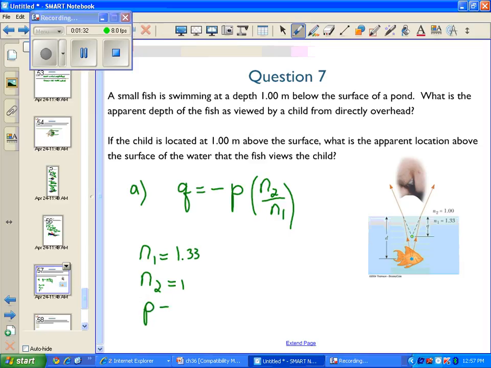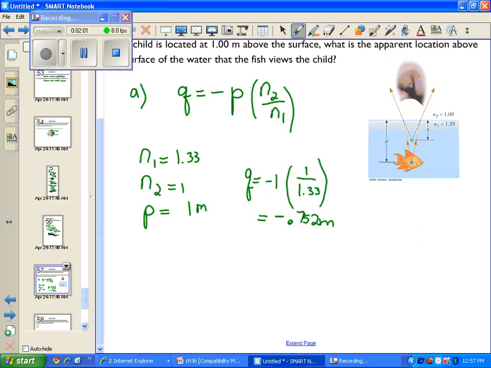P, we're told, is the actual location of the child, 1 meter above the surface. So q, in this case, is equal to -1 times 1 over 1.33. And so to the child, the fish appears to be minus 0.752 meters below the surface. So the fish appears to be closer to the surface than it actually is. And you can see right there, that dot is where the fish appears to be to the child.